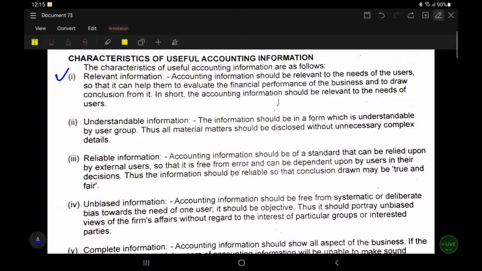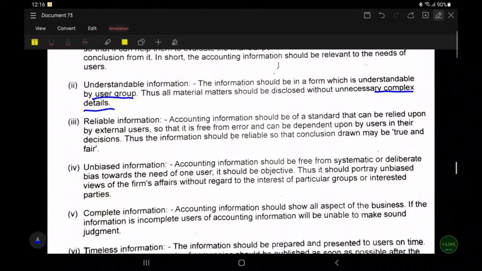Because if something is understandable, you read it and you understand it. I mean you're able to comprehend it. That's what understandable means for accounting information. So the information should be in a form which is understandable by that user group. All material matters should be disclosed without unnecessary complexity attached to the information. So let's take note. That is one feature of accounting information.